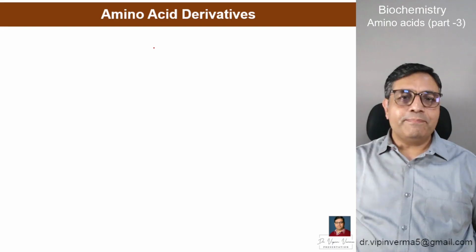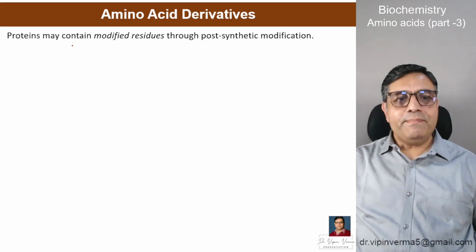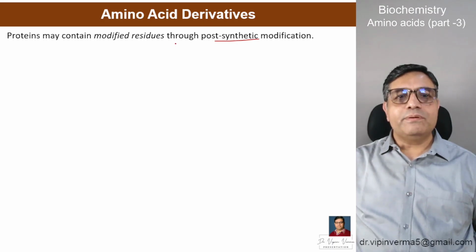Now, let's come to the second part of today's discussion, which is about some unusual or uncommon amino acids, or we can say the amino acid derivatives. These amino acids are sometimes formed by post synthetic modification. Post synthetic modifications are those modifications which are done on the amino acids after their synthesis is complete, once they are inside the protein chain. So we call them a post synthetic modification.